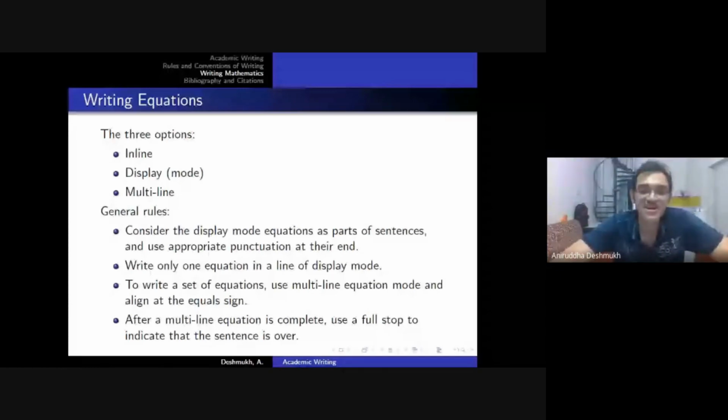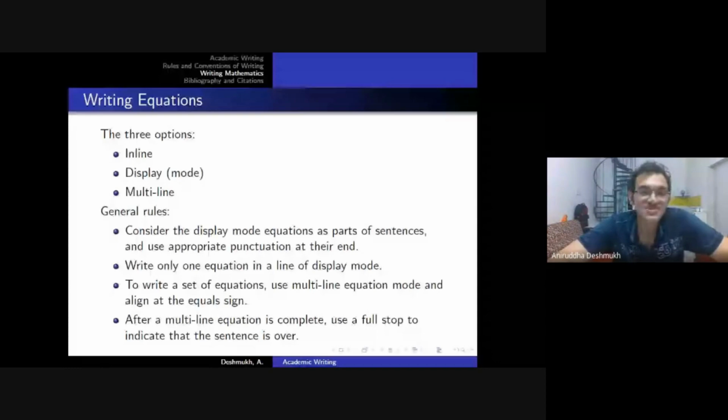So always notice that inside the display mode, you only write one particular equation. After that equation, if you have to write more equations or sentences, then you either put a comma or a full stop. Now, after a multi-line equation is complete, we usually avoid writing commas because a multi-line equation is already long enough for a person to get exhausted. So we complete the sentence at the end of a multi-line equation, and then we begin a new sentence after it.